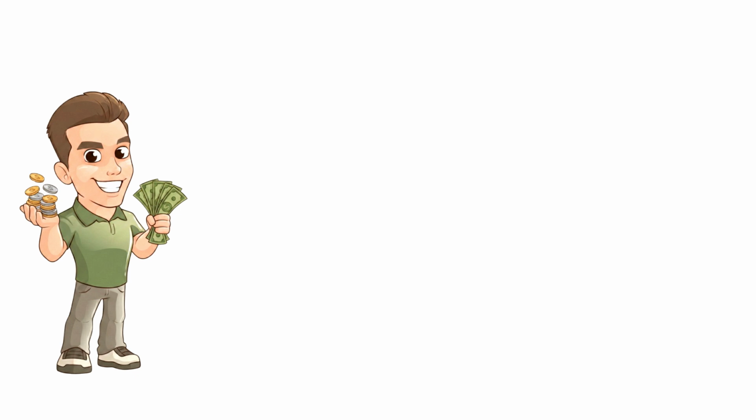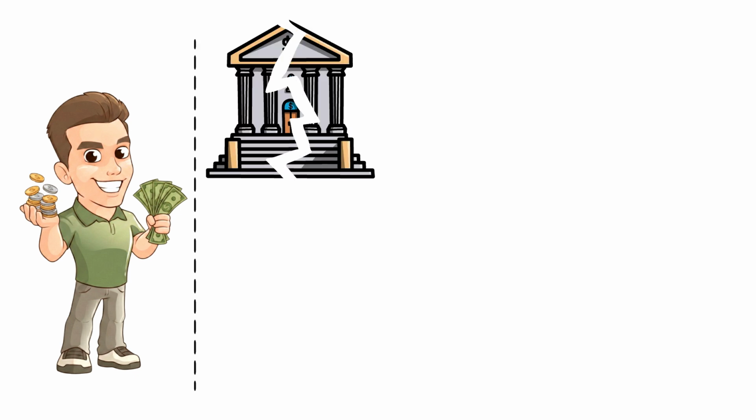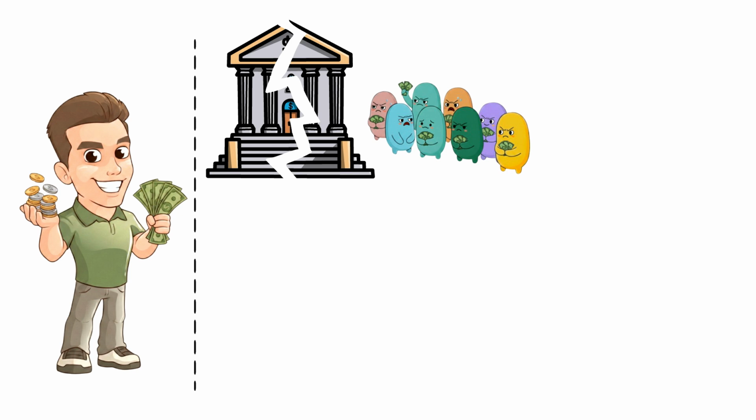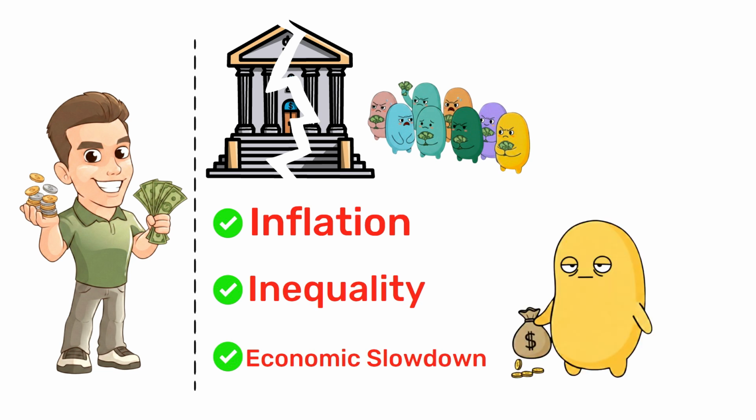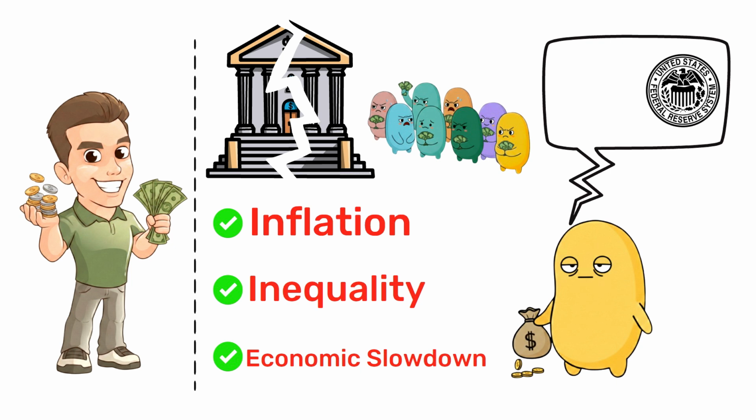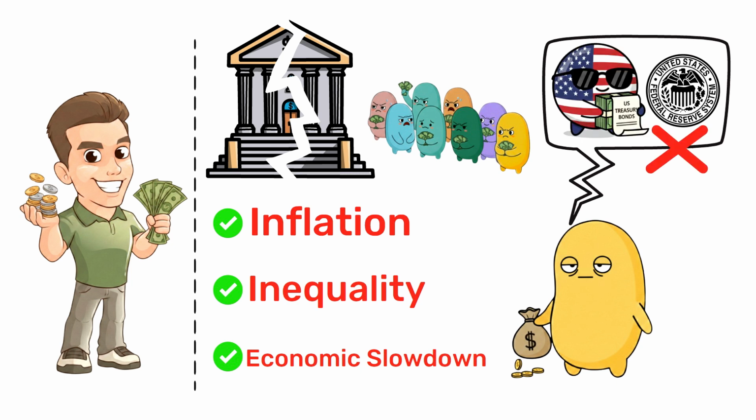Money creation sounds empowering until you realize the system can wobble the moment reality stops matching the promises. And that wobble usually shows up as inflation, inequality, or a sudden economic slowdown. This is the part people feel in their daily lives, even if they never think about the Federal Reserve or Treasury bonds. Start with inflation.